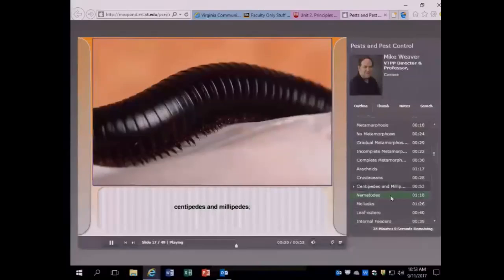Millipedes feed on decaying organic matter, seeds, bulbs, and roots, while in the case of the centipede, it's quite an effective predator in some cases. There are no metamorphoses in centipedes and millipedes, and so they don't really change except in size between the point of hatching and reaching the adult stage.